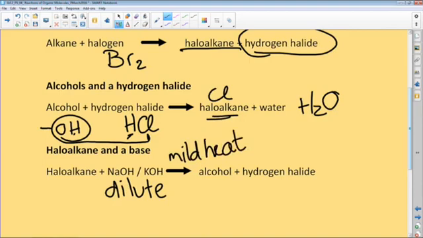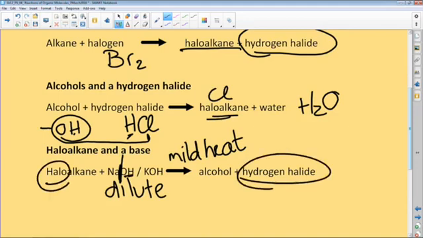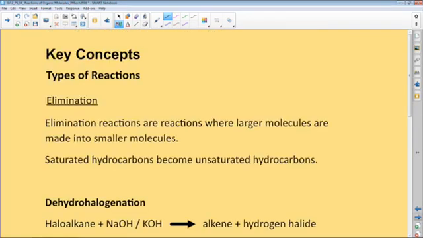That's really, really important. And what's going to happen here is this is going to break up. The OH is going to take the halogen from the haloalkane. That creates my hydrogen halide, and then the OH goes onto the alkane part of it and creates the alcohol. And last but not least, before we take a break, elimination reactions.